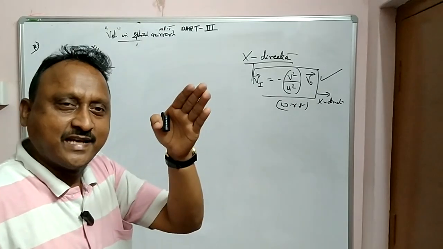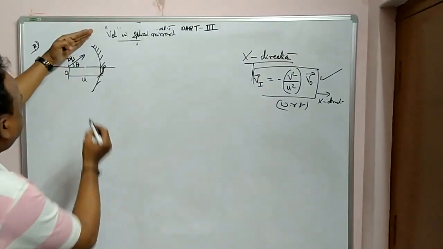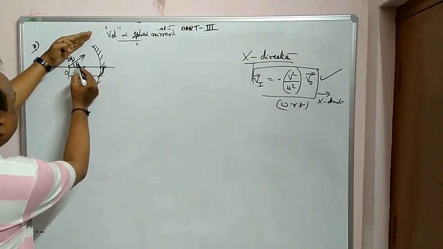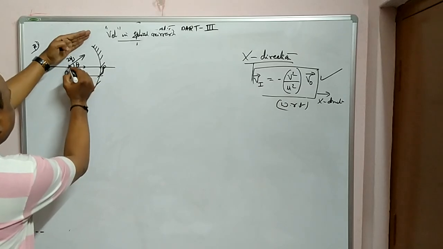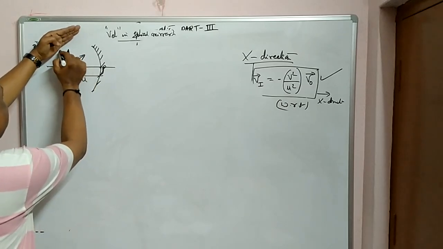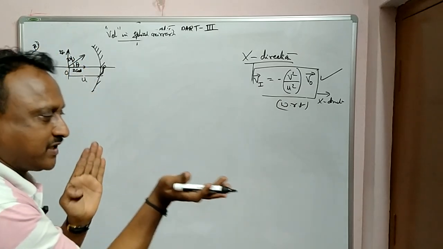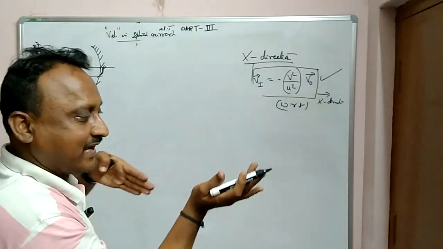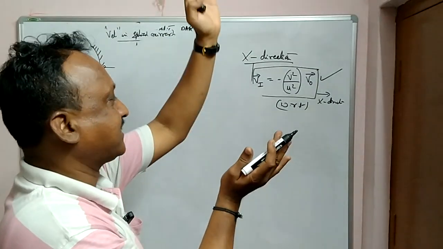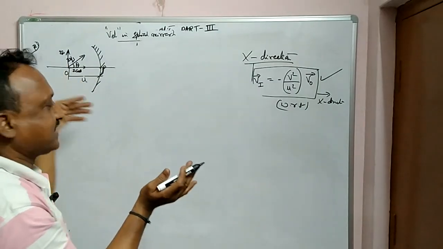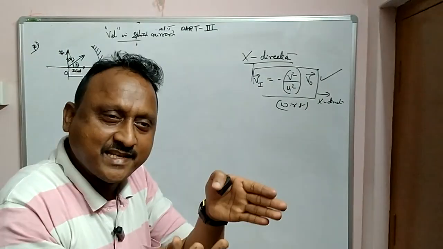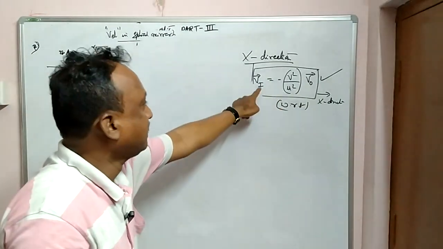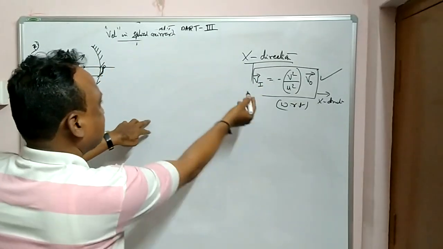Object is moving with some angle. When it moves at an angle, what happens? It has components: 2 cos theta and 2 sin theta. That means the object is moving in the x direction and also in the y direction. If it moves in the x direction, u is changing, v is changing. Use this formula for the x direction.